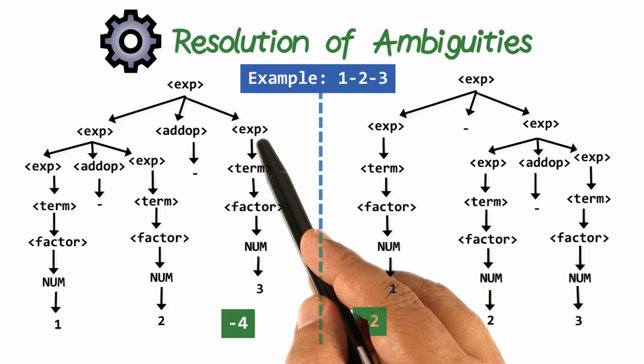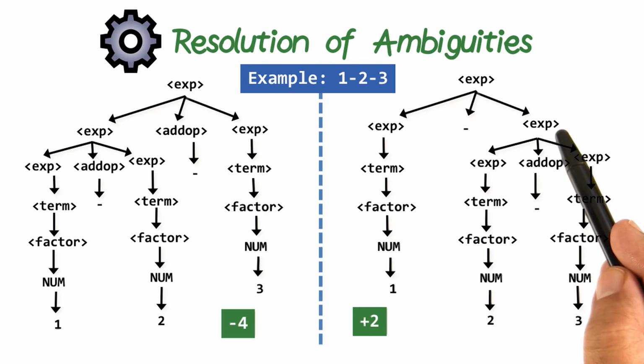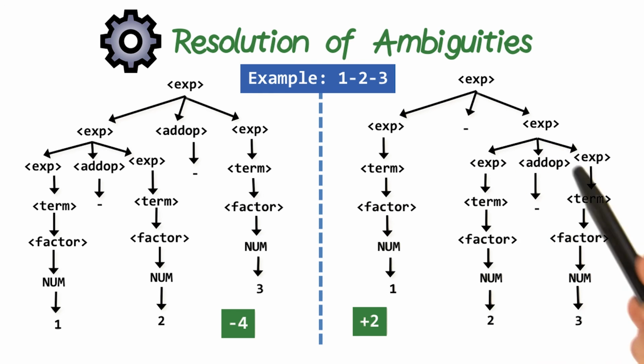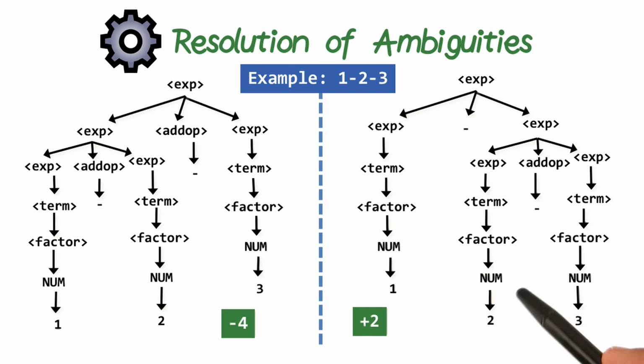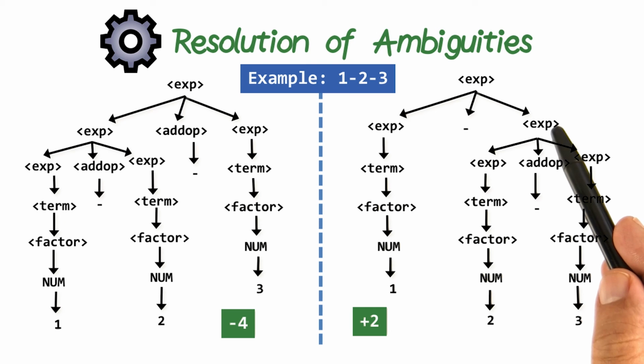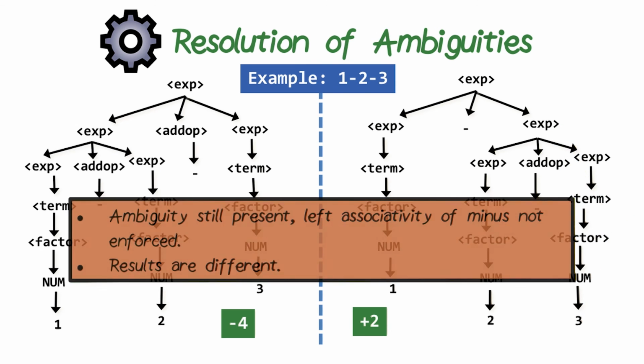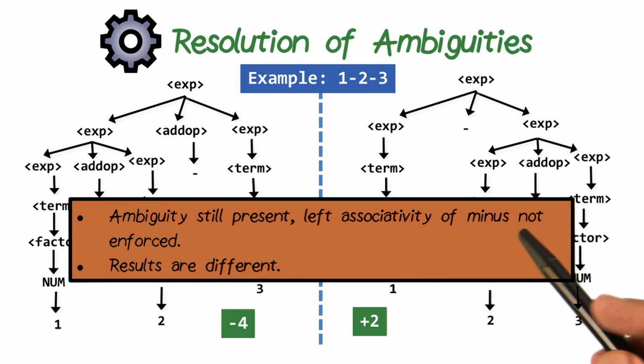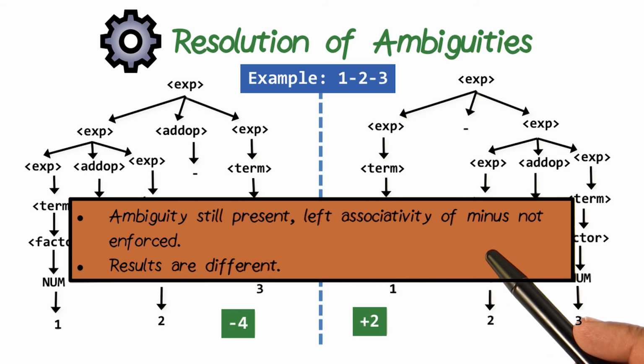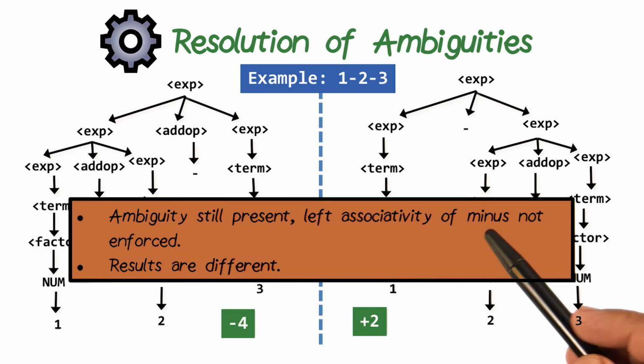The problem here is this expression. This expression is what we used and are able to derive this negative operator here, or minus operator here, and we should suppress this particular part by not allowing this to be expression, but by allowing this only to be term. So the conclusion here is ambiguity is present still, because left associativity of minus is not enforced and the results are different, and so this is a problem.